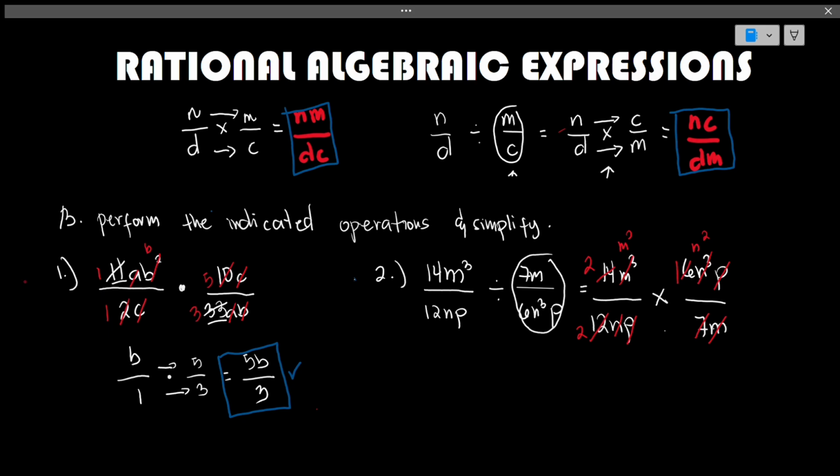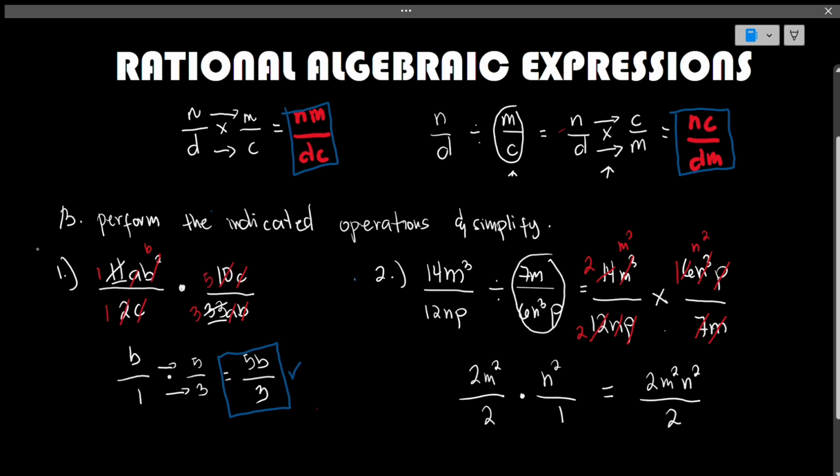Okay? And the next step that we need to do is to rewrite whatever is left there, and we can start multiplying. So from here, we have 2m squared all over 2 times n squared. That's n squared all over 1. Then multiply 2m squared times n squared. That's 2m squared n squared all over 2. But remember, we can still simplify 2 over 2 here. So 2 divided by 2, we can cancel this.